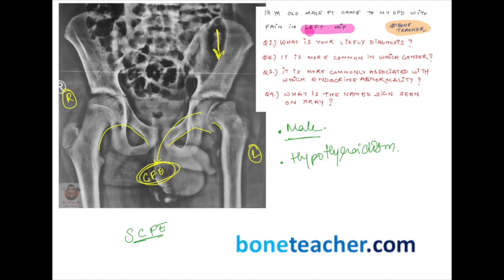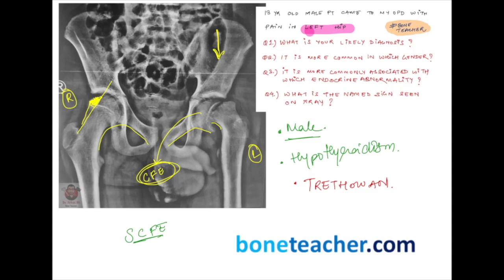Fourth question, what is the named sign seen on the X-ray? There are two named signs seen here on the X-ray. The first X-ray sign is your Trethowan sign. Now what is this Trethowan sign? Suppose you draw a line over the lateral part of the neck of the femur and you extend it proximally. The line would intersect the head of the femur. Can you see the head of the femur getting intersected by that line? Okay. So this is on the normal side.